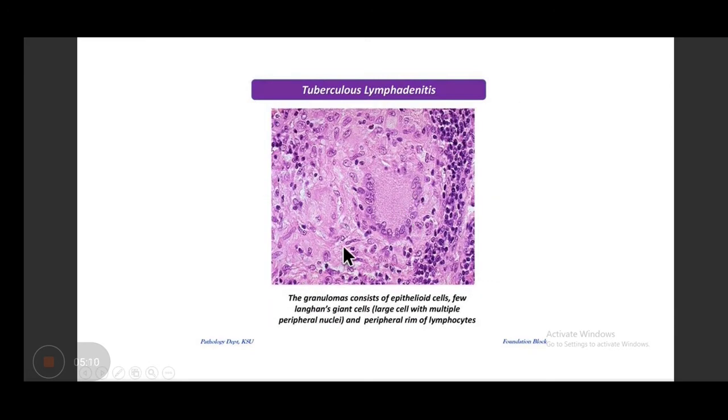This is a high power view of the same patient showing your Langhans giant cell. This characteristic arrangement of nuclei is seen, slipper shaped. This is called Langhans giant cell. This arrangement in the periphery, right? And you have these epithelioid cells. You can see beautiful epithelioid cells are there, and your Langhans giant cell and your peripheral rim of lymphocytes. This is the high power view of the same granuloma. So this is just a part of the granuloma that you are seeing, right? Understood?